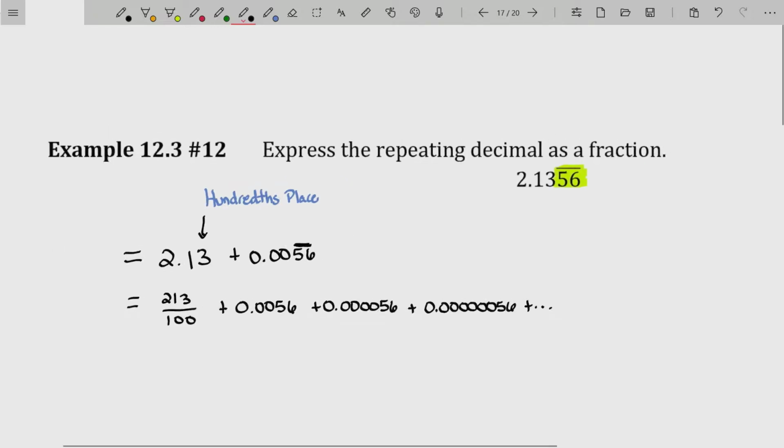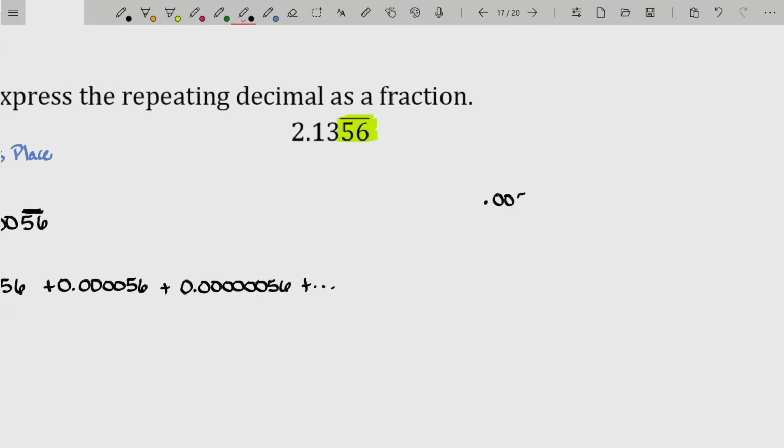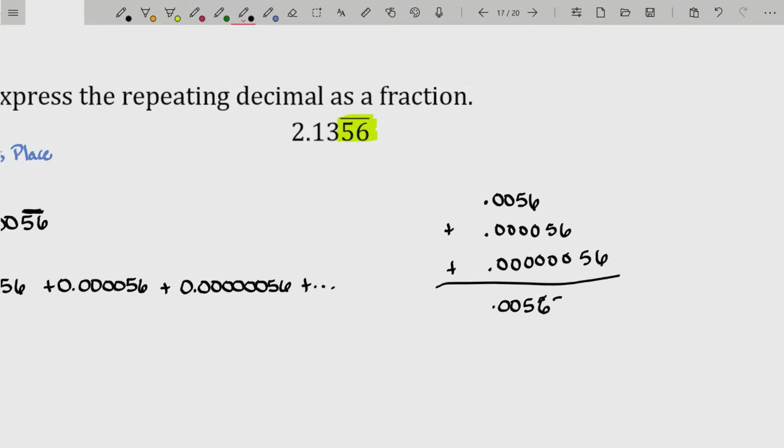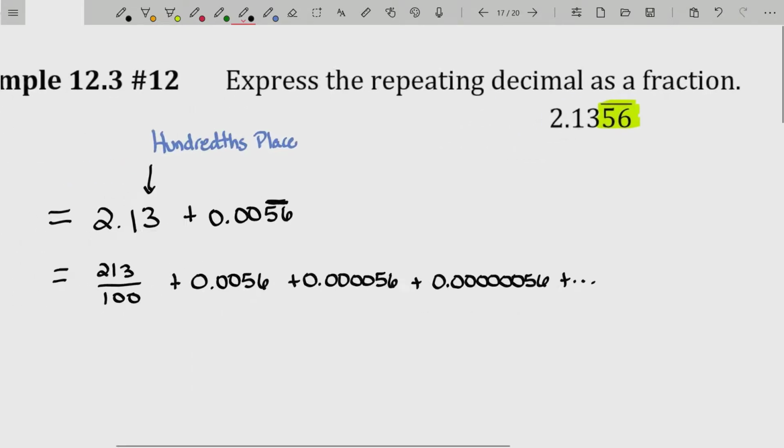If you were to hold these over each other, maybe I should write that out. So if you wrote 0.0056 and you wanted to add to that 0.000056, and you wanted to add to that 0.00000056, and you keep that going forever, you would see that it would be 0.00565656565656, right? It would just go on forever. So that is the pattern. That's how you write it out initially. Don't worry, we're going to get to a fraction in a moment.